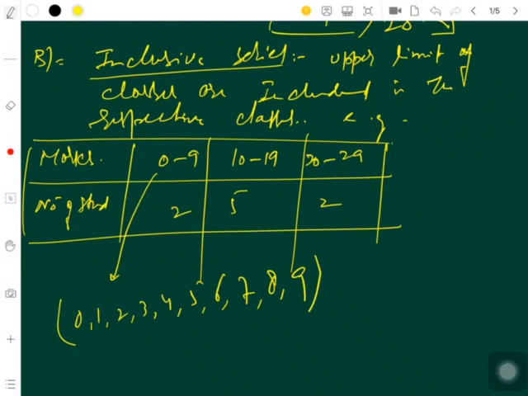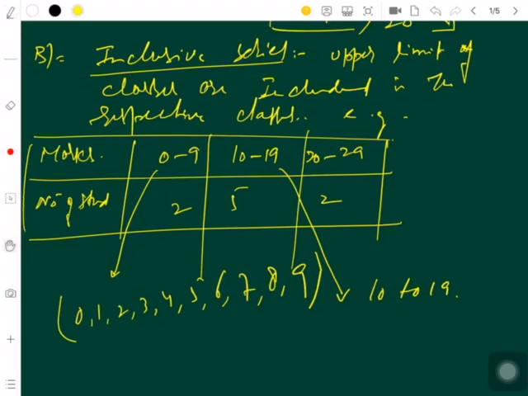And in the 10 to 19 class, what will I take? Every element which comes from 10 to 19. That means including 10 and 19. 10, 11, 12, 13, 14, 15, 16, 17, 18, as well as 19. That is the difference between inclusive series and exclusive series.